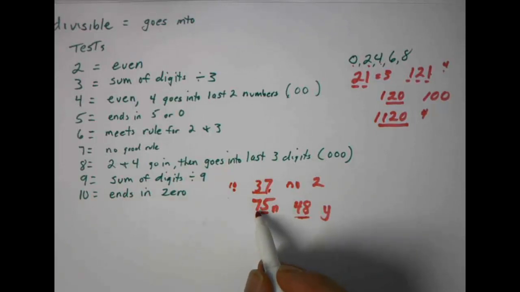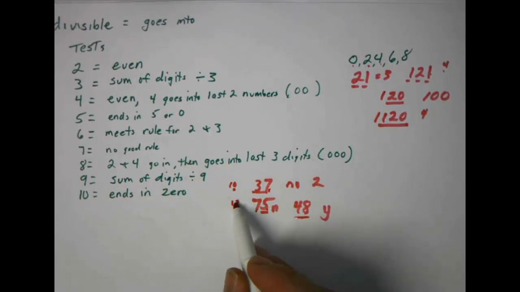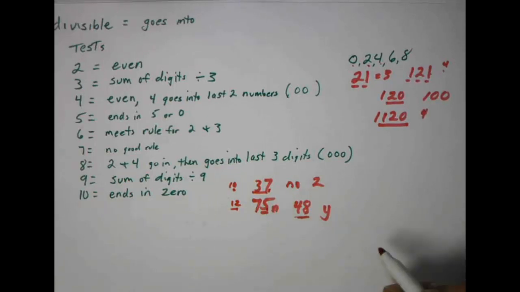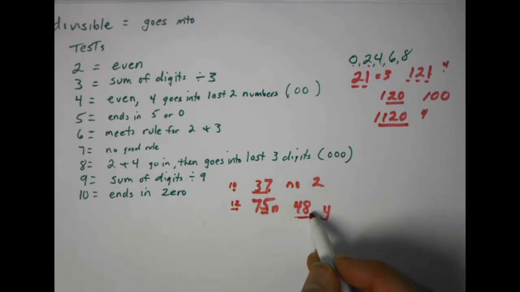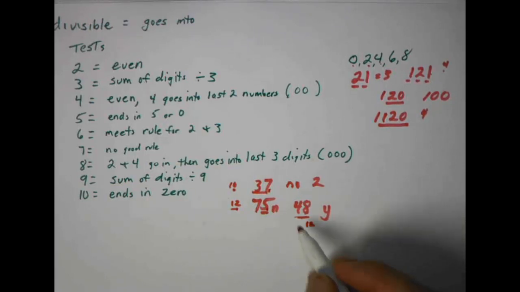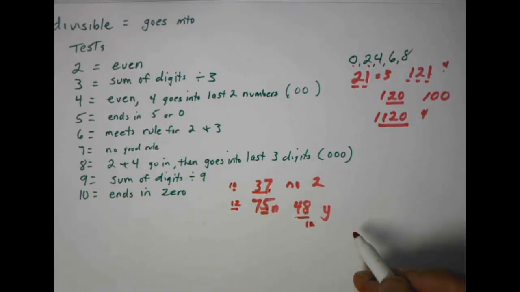Let's look at 75. Well, 7 and 5 add up to 12. 3 will go into 12, therefore 3 goes into 75. 3 times 25 would be our factors there. And then let's check 48. So 4 and 8 are 12 for the sum of our digits. 3 goes into 12, therefore 3 will go in evenly into 48.